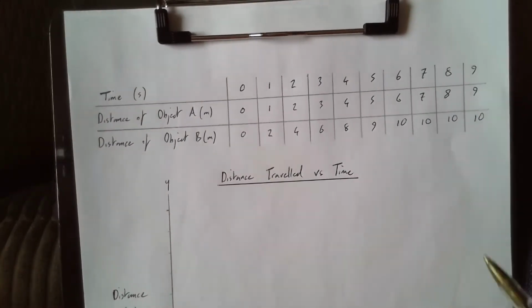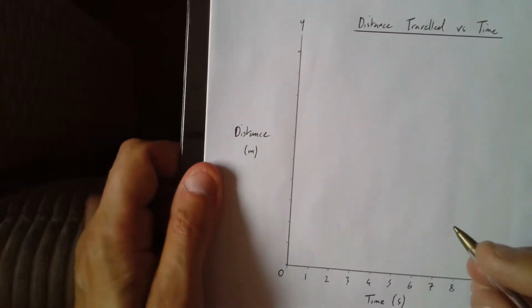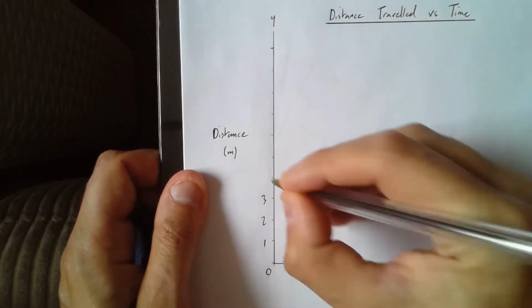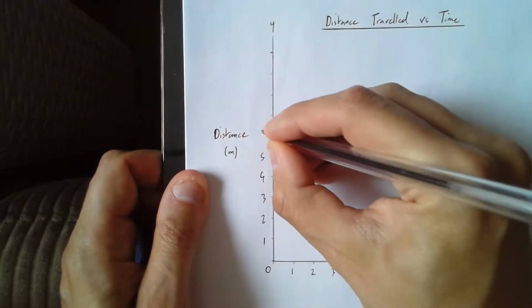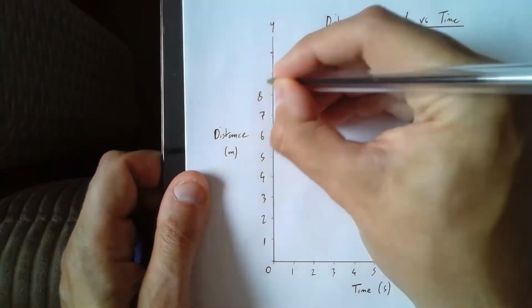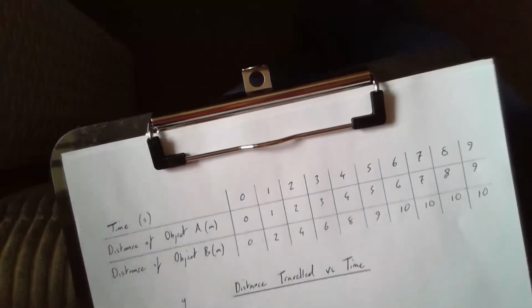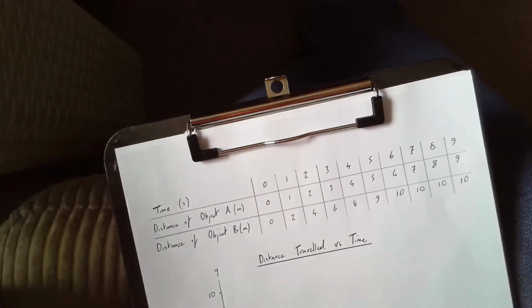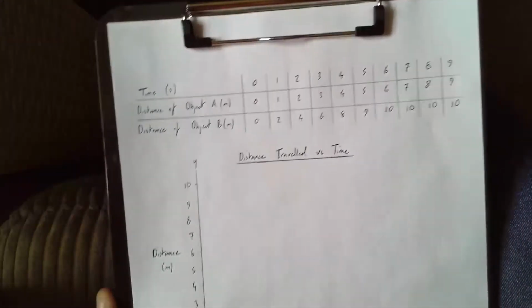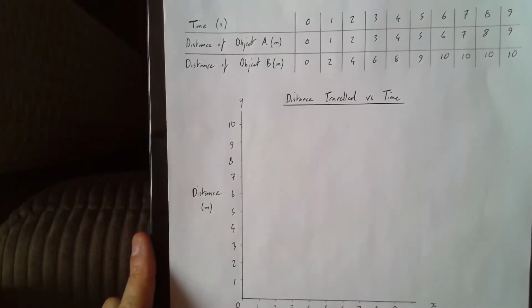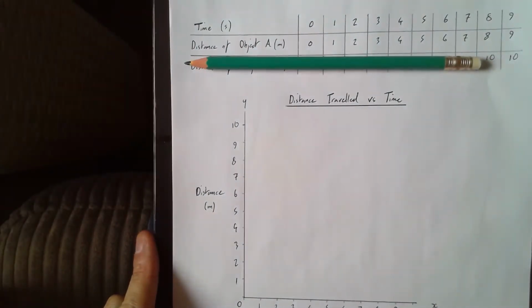That is the largest number we need to deal with. So I am going to do my axis here all the way up to 10. 1, 2, 3, 4, 5, 6, 7, 8, 9, and 10. All the way there. Now I need to plot this data on this graph. Now there are a lot of numbers, but don't worry, we are going to do them one at a time, and we are going to do first of all object A.